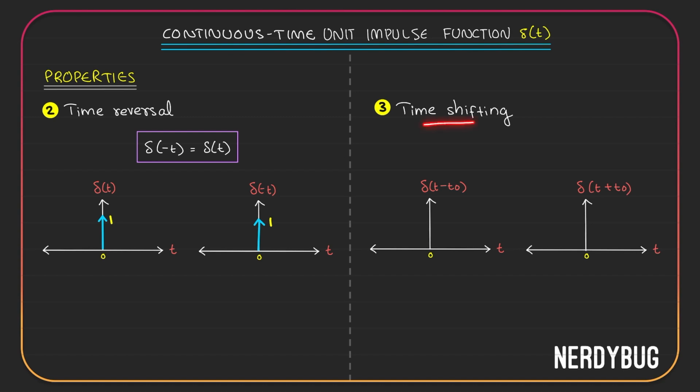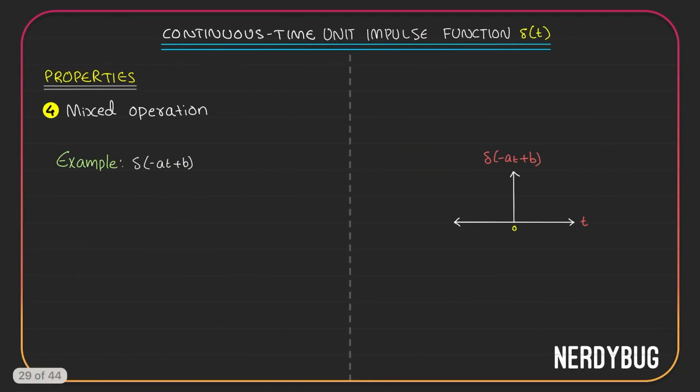Next property is time shifting, that is delta of t minus t naught or delta of t plus t naught. We know what time shifting does to a signal. T minus t naught means our signal will shift t naught units towards the right. T plus t naught means our signal will shift t naught units towards the left. To plot them on graphs, delta of t minus t naught will have an impulse over here at plus t naught. Magnitude will not change, it is still 1. For delta of t plus t naught, impulse will be at minus t naught and magnitude does not change, it is still 1.